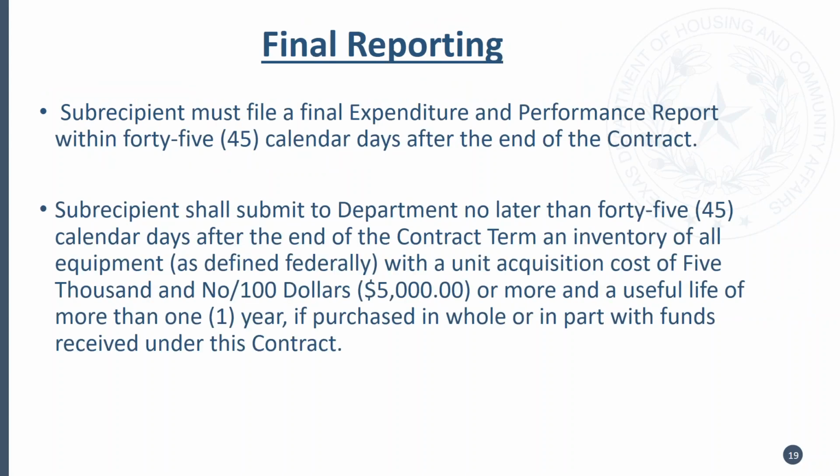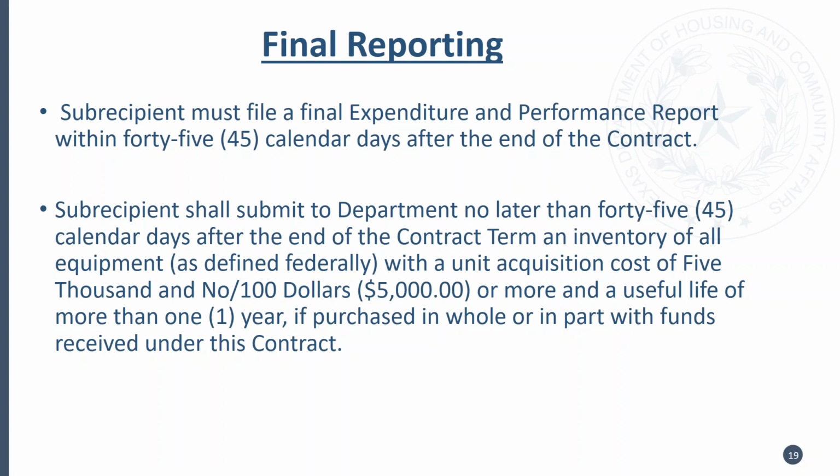So in 2 years, we will need a final reporting. Subrecipient must file a final expenditure and performance report within 45 calendar days after the end of your contract. So that's March 2024. So you're going to be doing monthly reporting until then, and then at the end of your contract, we'll need a final one.